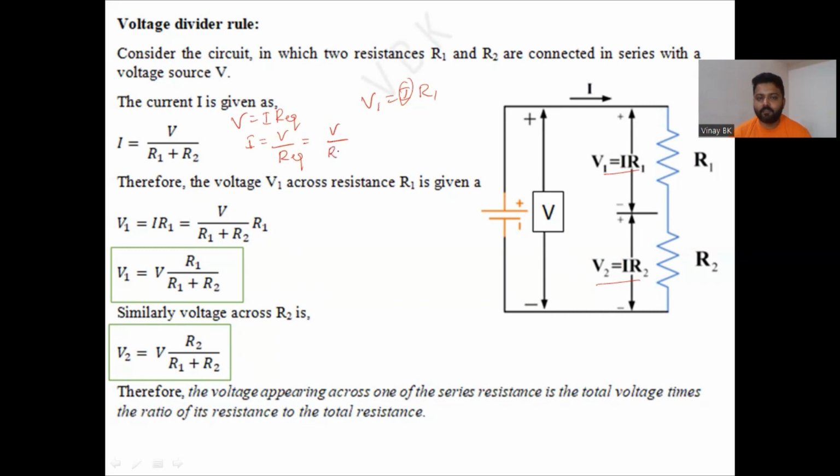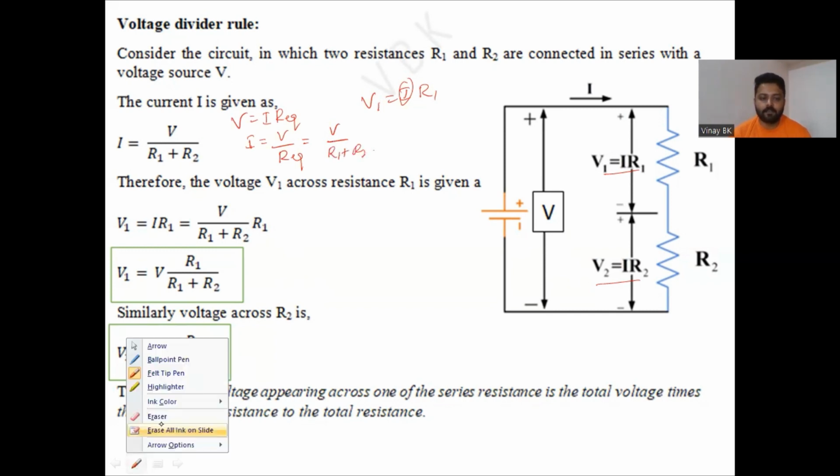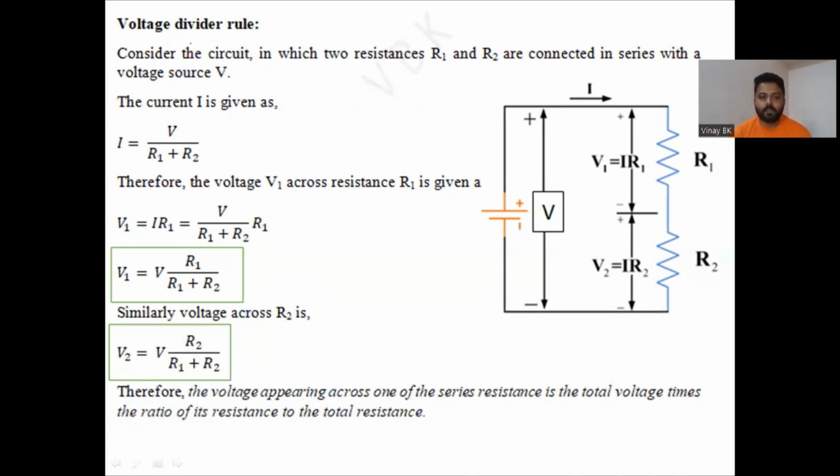So I equals V divided by R1 plus R2. You can see here I have written that I equals V divided by R equivalent. This is equation number A. If you want, you can write it as A. Now we substitute this value into V1. We know that V1 equals I into R1, whereas I is V divided by R1 plus R2. By substituting this, you can get V1 equals V into R1 divided by R1 plus R2.